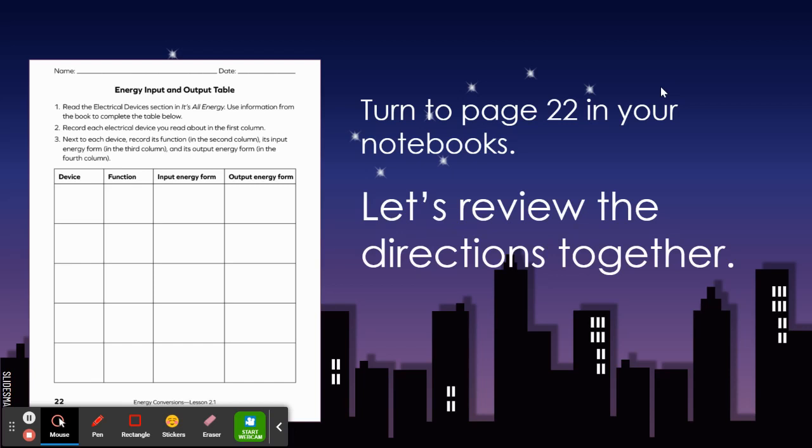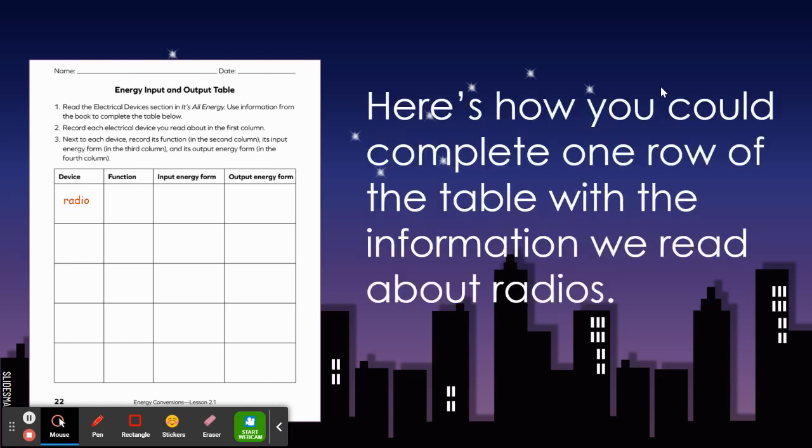Next to each device, you're going to record its function, its input energy form, so what comes into it, and its output energy form, what goes out. So let's do this together. Our first device was a radio. We saw a picture of that, right? What is its function? This is how you're going to do it for the other four different devices. So we have a radio. What's its function? To play some music, make some sounds.